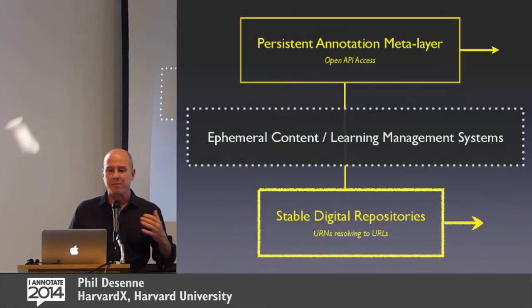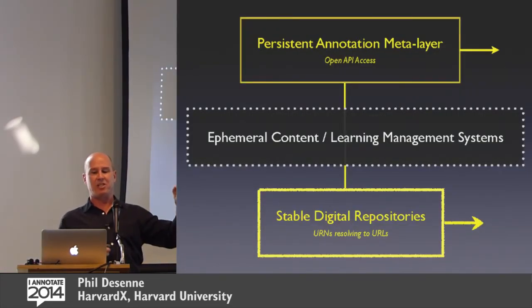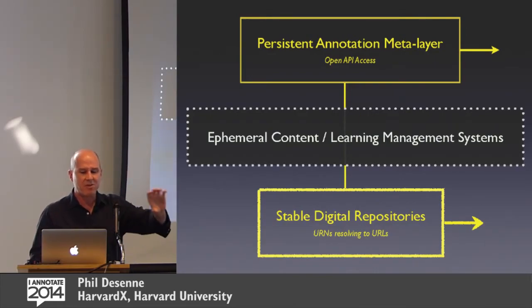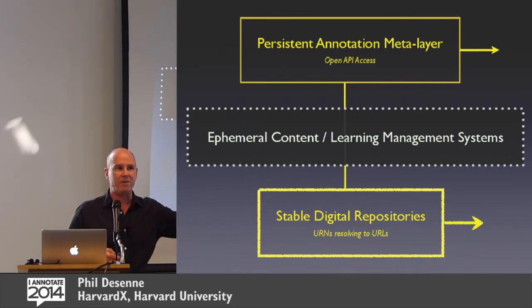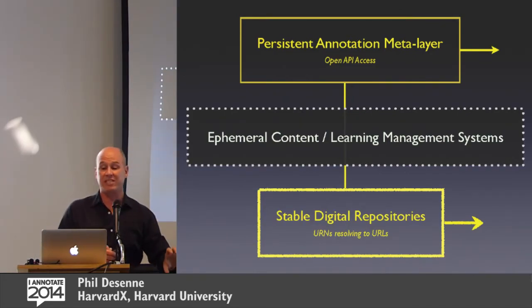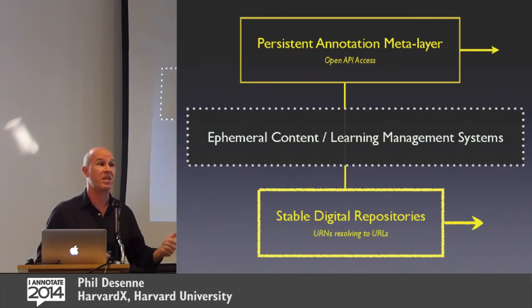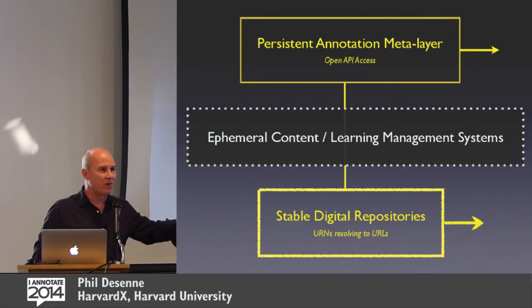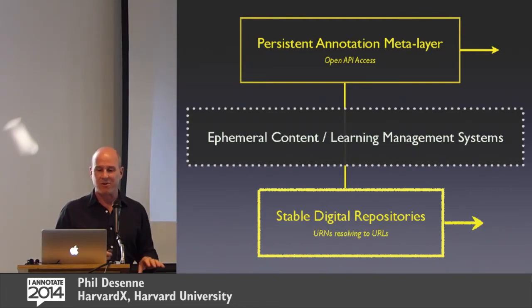But what is the big picture? The big picture is that we need a persistent annotation metadata layer, a meta layer of annotations. The ephemeral content, as learning management systems, will come and go, but the content will still be there. But we also need stable digital repositories to be able to point to these, and for that we would have to work with museums and libraries within the universities. So that's really what we want to do: remove that ephemeral layer.